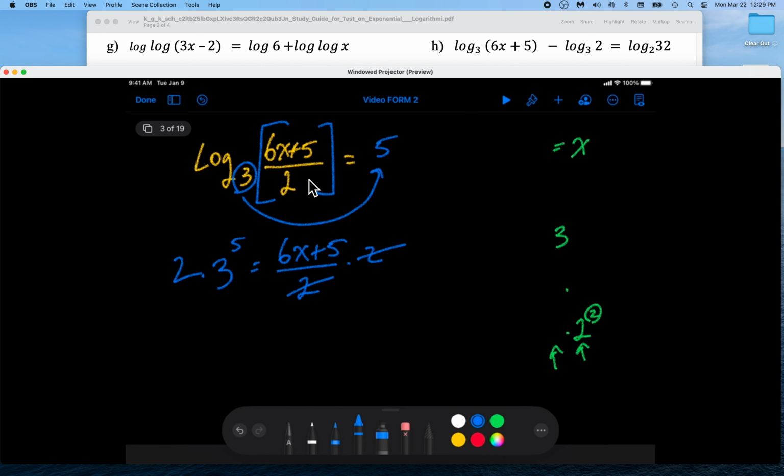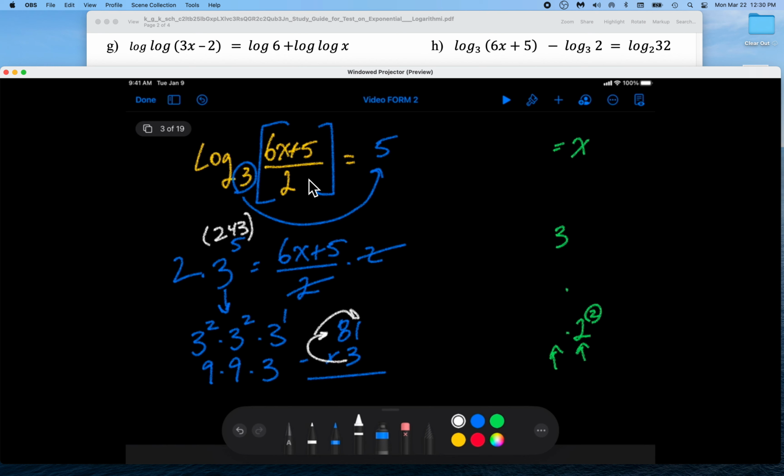So 3 to the 5th power is going to be 3 squared times 3 squared times 3 to the 1st, 9 times 9 times 3, 81 times 3. I do these this way: 3 times 80 is 240 plus 3. So this 3 to the 5th is going to be 243, times 2 is going to be 486. So we're going to end up with 6x plus 5 equals 486.